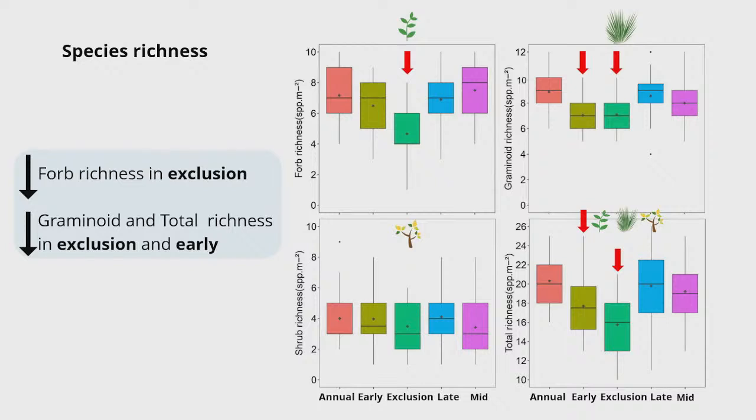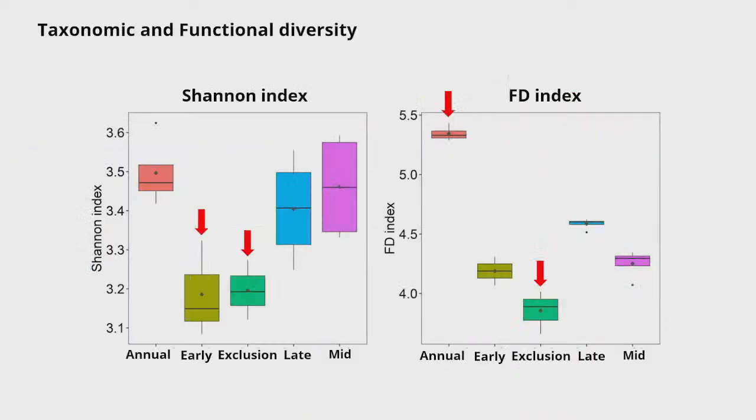As for species richness, forb richness was lower in exclusion plots, while graminoids and total richness were lower in early and exclusion plots. We found reduced taxonomic diversity in early and exclusion plots, and fire exclusion also led to reduced functional diversity, while annual fires promoted the highest functional diversity.